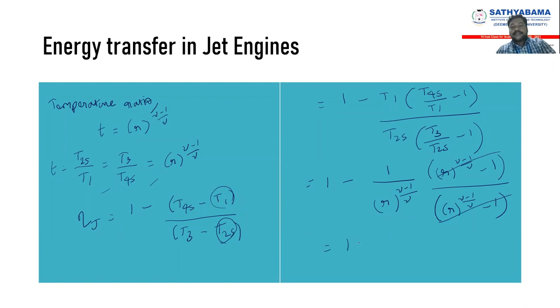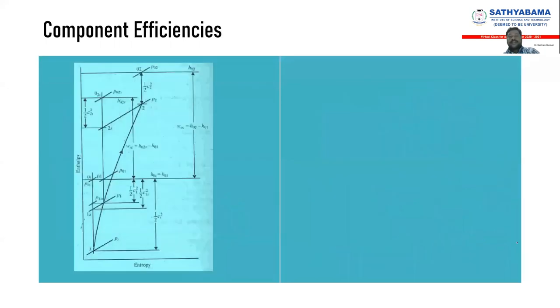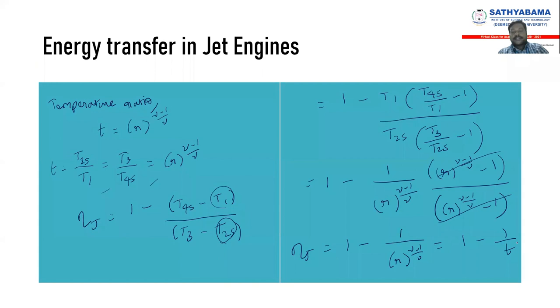Finally, we are getting the value of 1 minus 1 by r to the power of gamma minus 1 divided by gamma. The other expression is 1 minus 1 by T, right? If you know the temperature ratio of the engine, we could find the overall efficiency of the jet engine. And now we could have a practical example, where we estimate the air standard efficiency for a Pratt & Whitney jet engine.